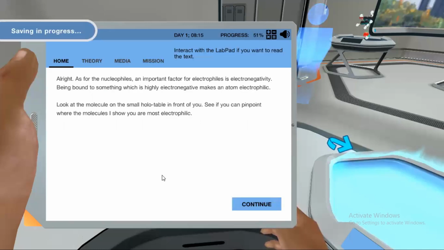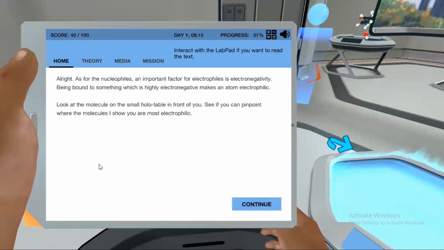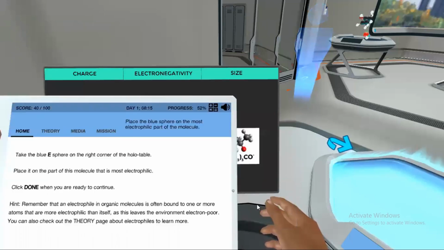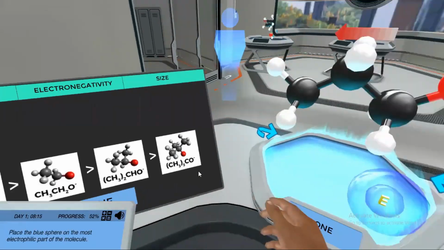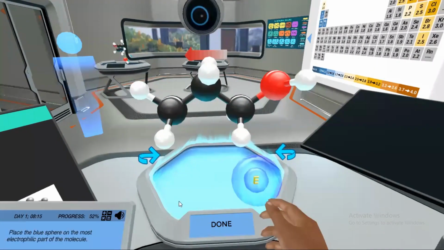Alright, as for the nucleophiles, an important factor for electrophiles is electronegativity. Being bound to something which is highly electronegative makes an atom electrophilic. Look at the molecule on the small hollow table in front of you. See if you can pinpoint where the molecules I showed you are most electrophilic. Place the blue sphere on the most electrophilic part of the molecule.